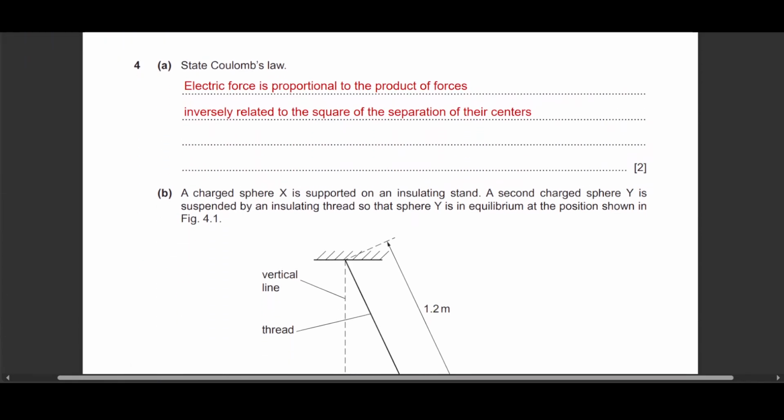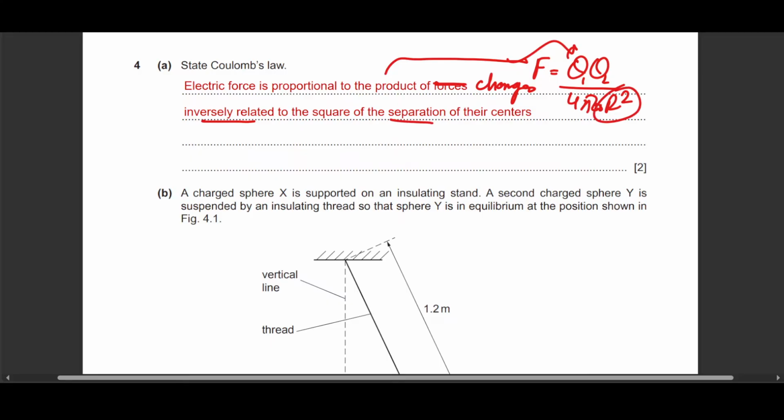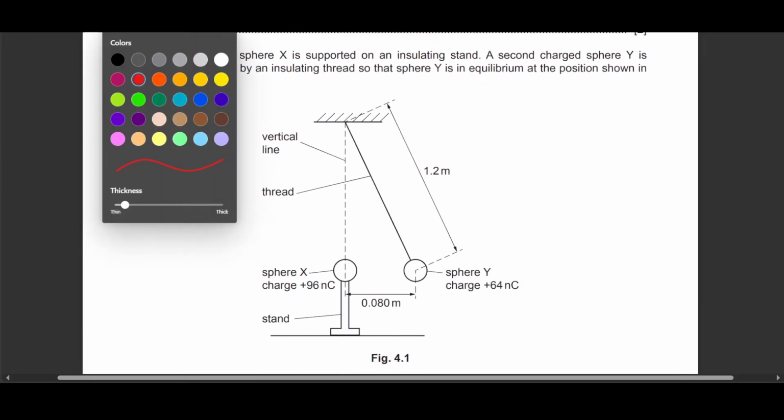So the next question is: state Coulomb's law. Electric force is proportional to Q1 multiplied by Q2 divided by 4 pi epsilon r square. So the electric force is proportional to the product of the charges, and it is inversely related to the square of the separation, which is r square. It's very similar to gravitational potential.